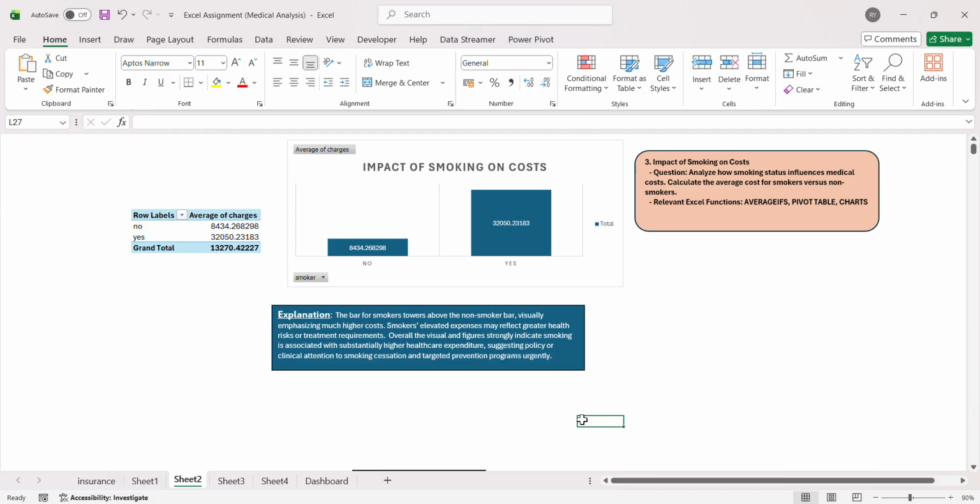The third question is impact of smoking on cost. The bar of smokers towers above the non-smoker bar, visually emphasizing much higher cost. Smokers' elevated expenses may reflect greater health risk or treatment requirements, but the overall visual and figures strongly indicate smoking is associated with substantially higher healthcare expenditure, suggesting policy or clinical attention to smoking cessation and targeted prevention programs urgently. Here we also have a pivot table of this chart.